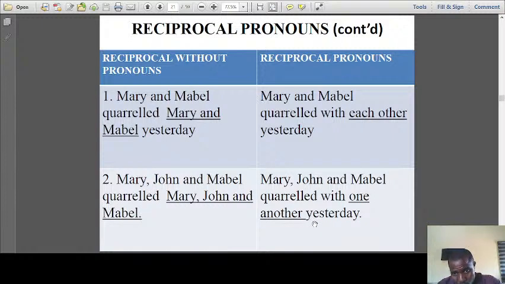Now, we use "one another" because there are more than two persons. There are three or more. So we use "one another." Namely, Mary, John, and Mabel quarreled with one another yesterday.